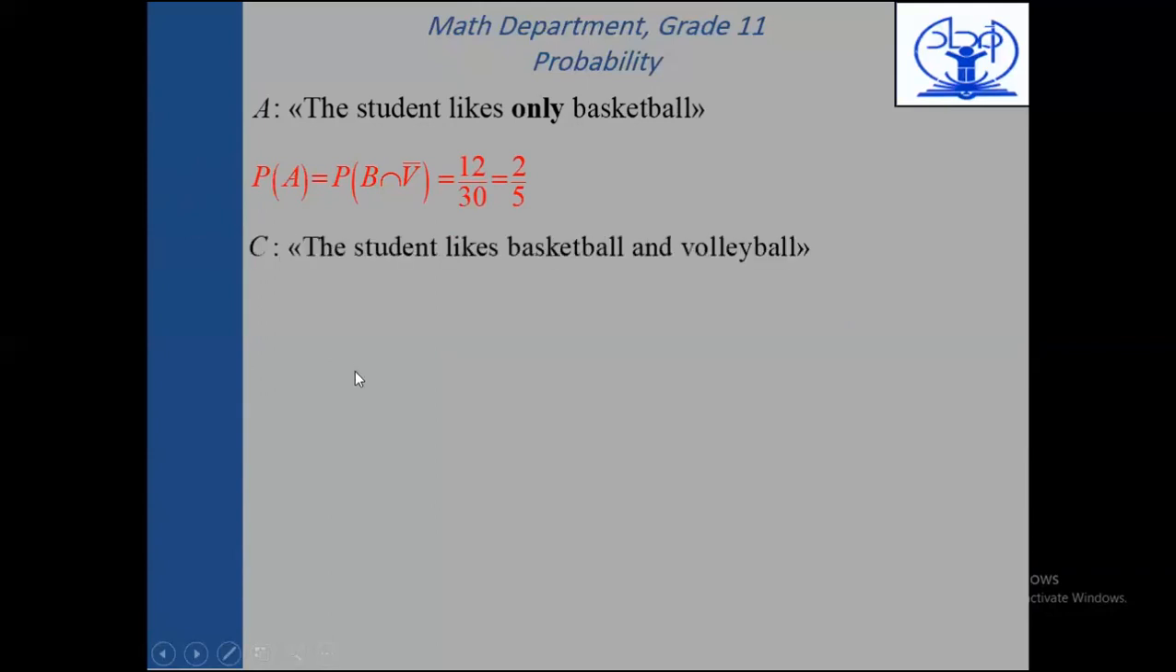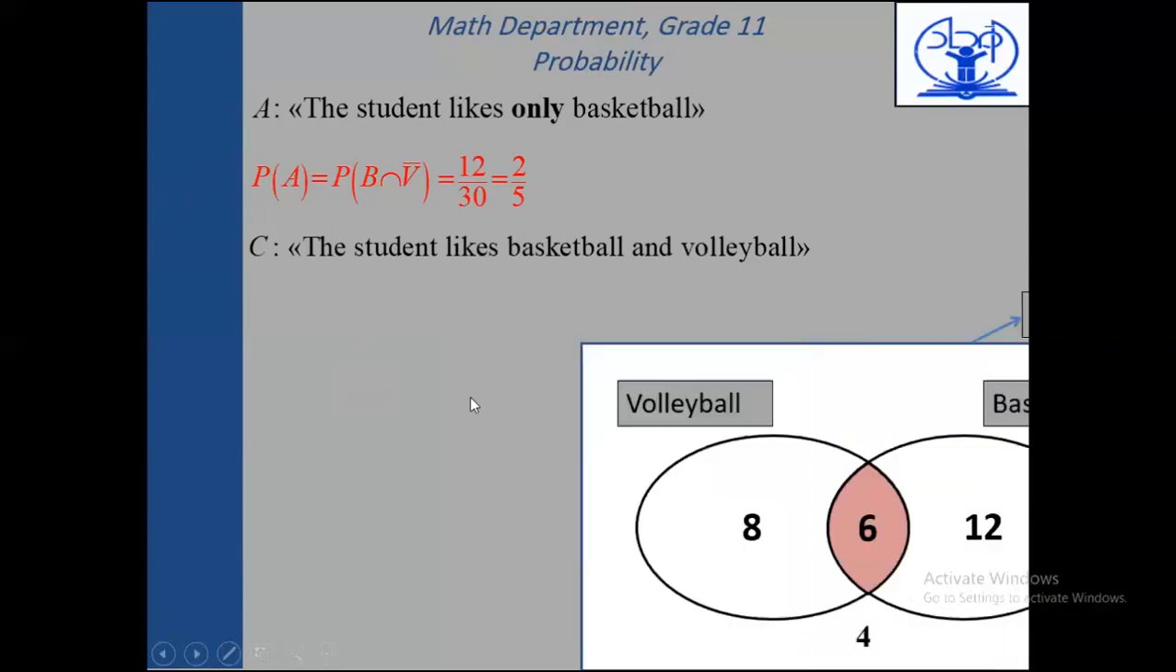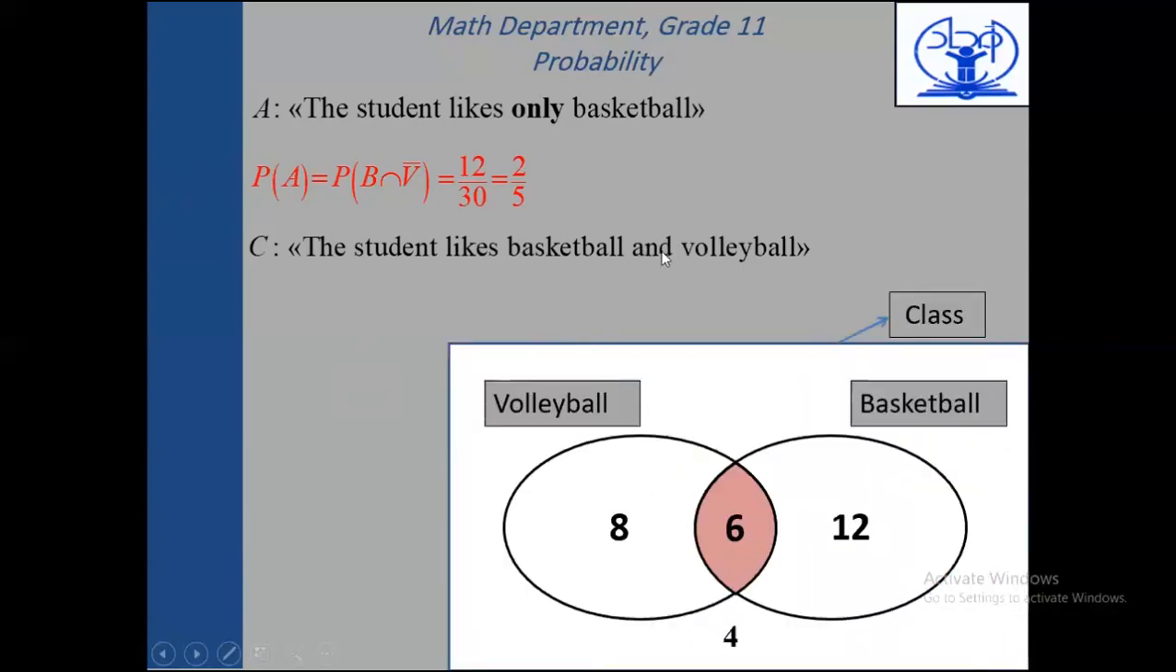Now, what's the probability that the student likes basketball and volleyball? So be careful here to the word and. As we said, this is the intersection. It's here, the overlapping region between the two sets, consisting of 6 students, so 6 out of 30, and that's 1 over 5.